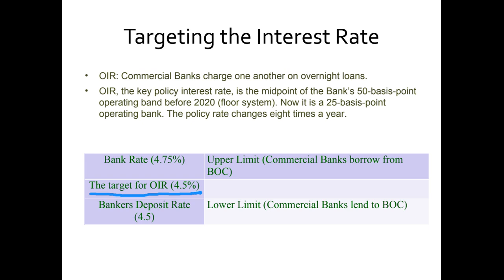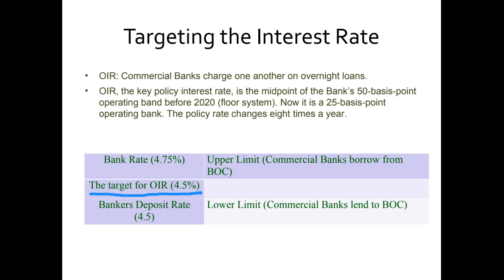The Bank of Canada announces this rate of interest 8 times in a year, on fixed dates. I'll show you those dates as well. Suppose the policy rate is 4.5%, then the upper limit for commercial banks is what we call the bank rate. The bank rate must be 0.25 above the policy rate. Always, this is the rule.